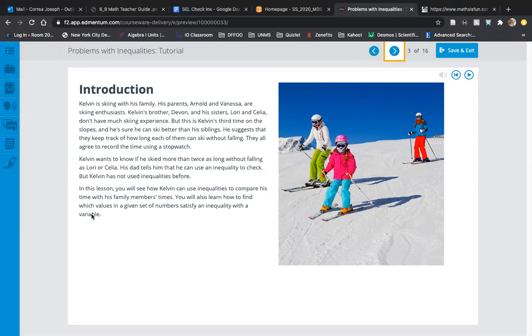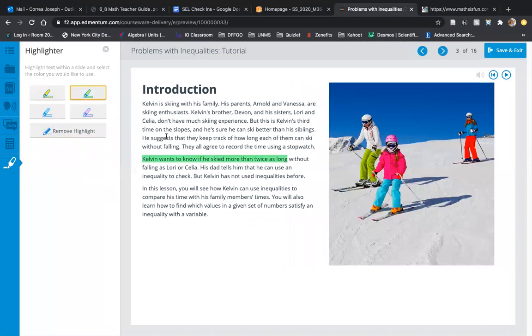So to see how good he is, what he's saying here is that he wants to know if he skied more than twice as long as one of his sisters, right? So this type of language here, where we see "more than," that's an example of what we're going to call an inequality. If it said instead, Kevin wants to know if he skied twice as long as his sister, that would be an equality.